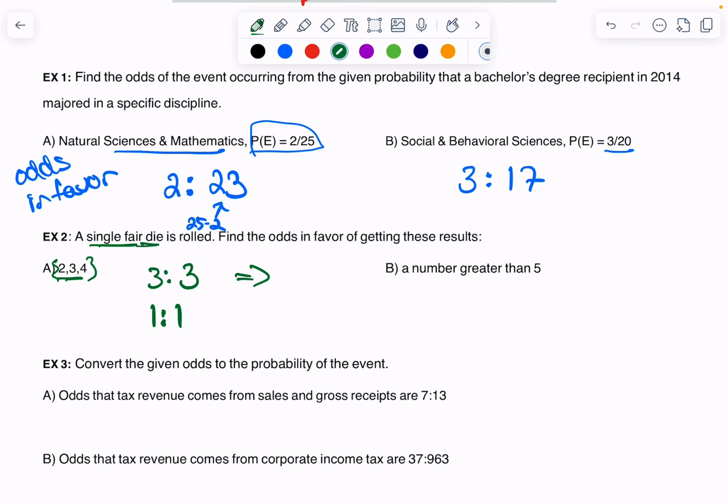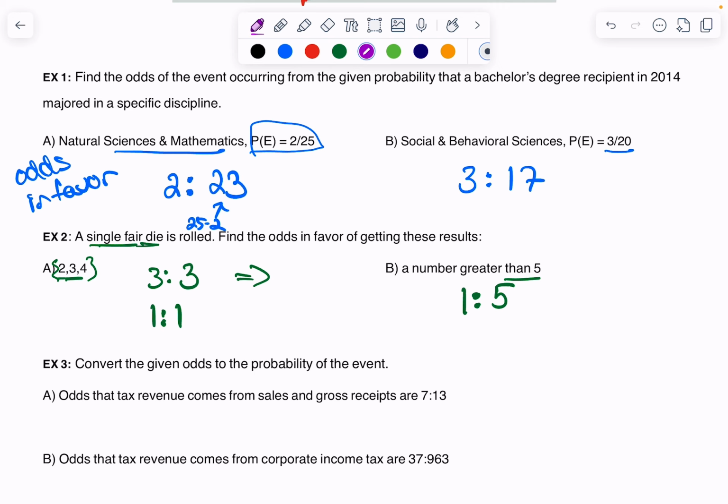Okay, a number greater than 5. Well, there's only one number that's greater than 5. That would be the 6, so 1. And the rest, how many do we have after we take that 6 out? We've got 5 left, so it's 1 to 5.